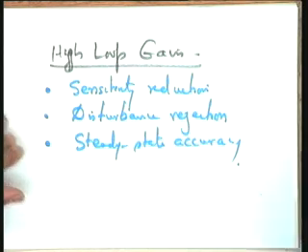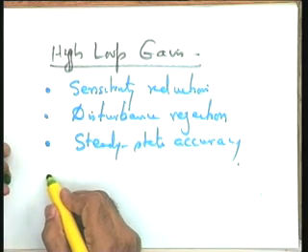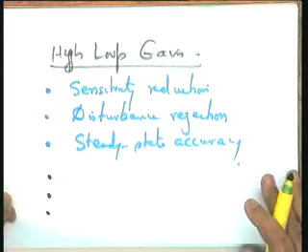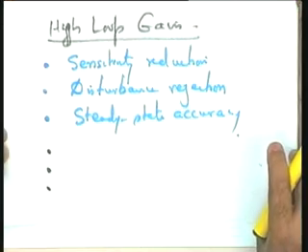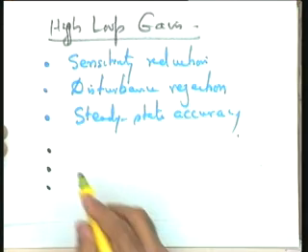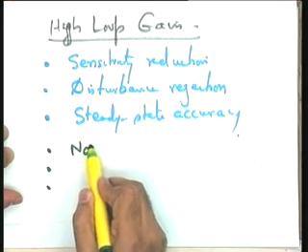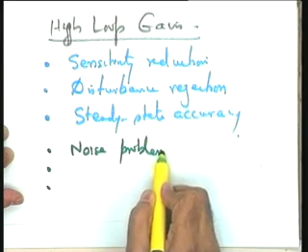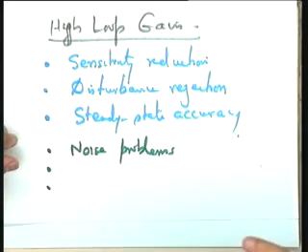Let us see the problems. The high loop gain can raise certain problems. At least 3 of them I want you to list. Come on, please. The high loop gain problems. 1, we have seen the noise problems. That is, the high loop gain will allow the high frequency noise to enter the loop, and hence the signal to noise ratio may become poor and the performance of the system may become poor.